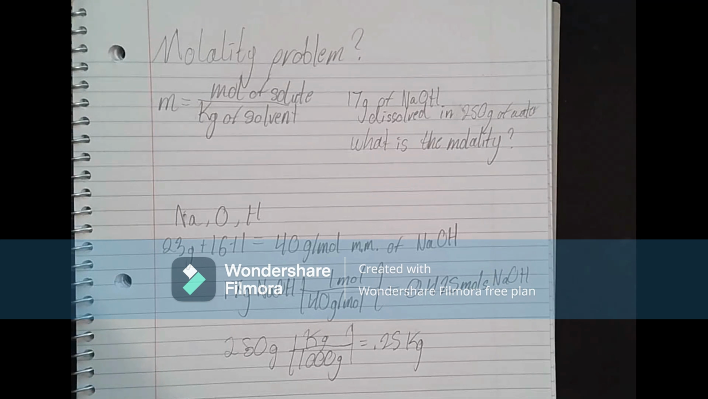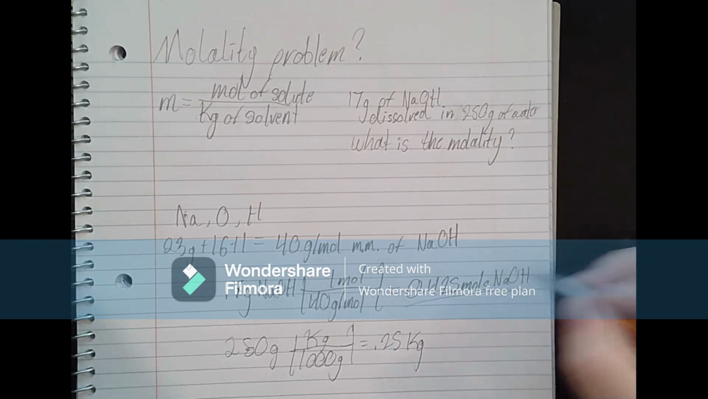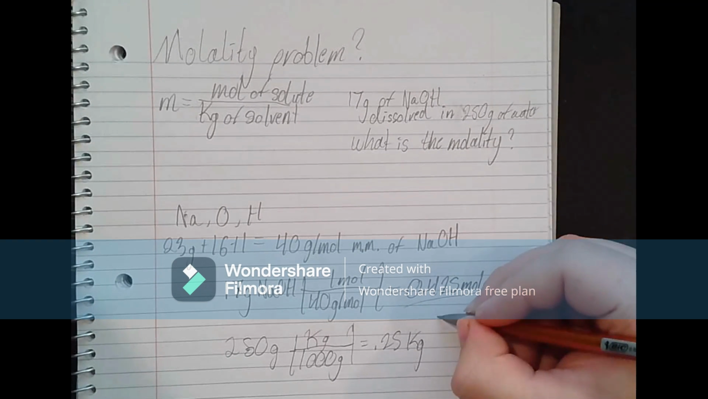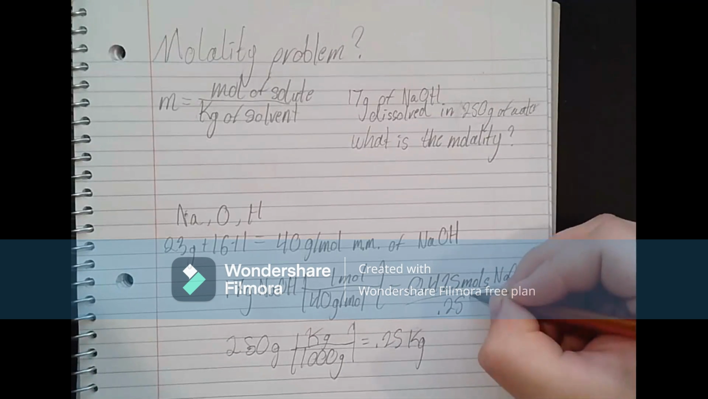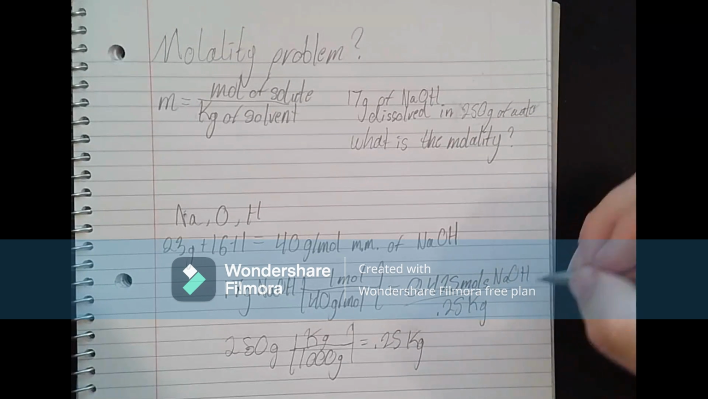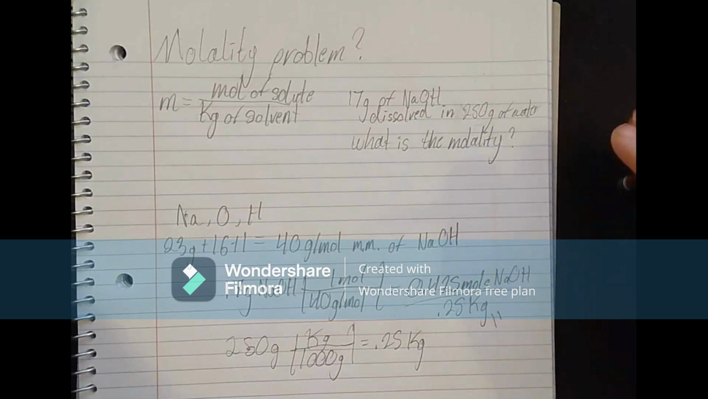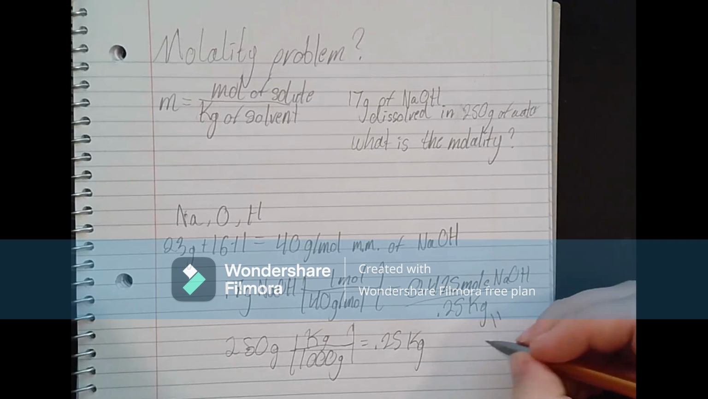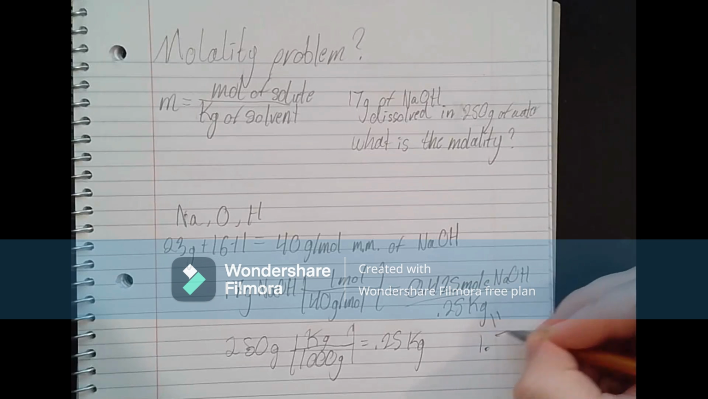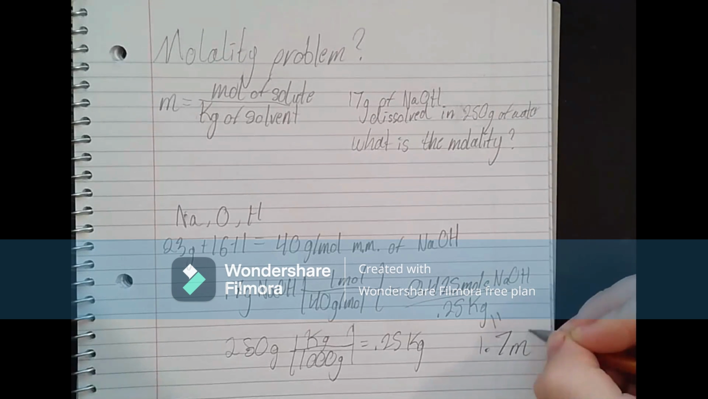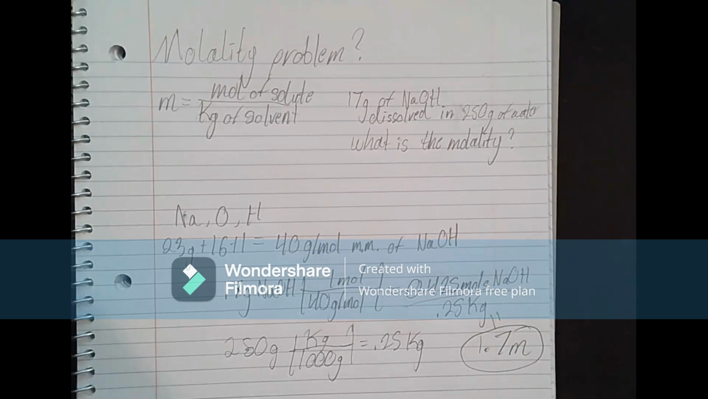Now, taking those moles of sodium hydroxide and dividing them by kilograms of solution that we have, or solvent, sorry, we know we'll get roughly about 1.7, thus giving us the molarity of this little problem.